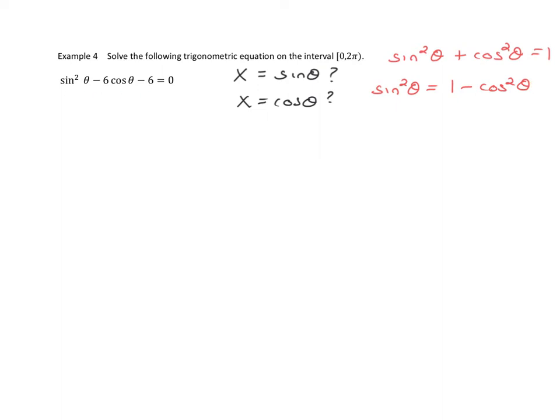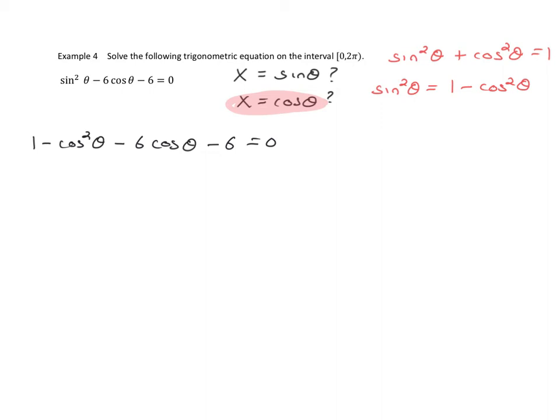Now you have an equation with only cosines in it. Let's write that out. Sine squared of theta is really 1 minus cosine squared theta. I'll just copy down the rest: minus 6 cosine theta minus 6 is equal to 0. Okay, this equation is equivalent to this one, but it only has cosines in it. So what we can do is use the substitution in here to solve for cosine.